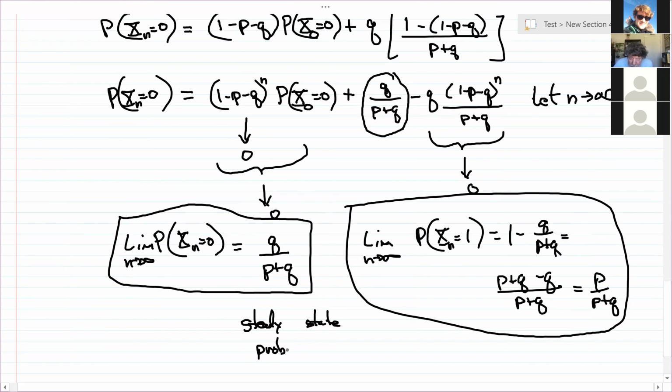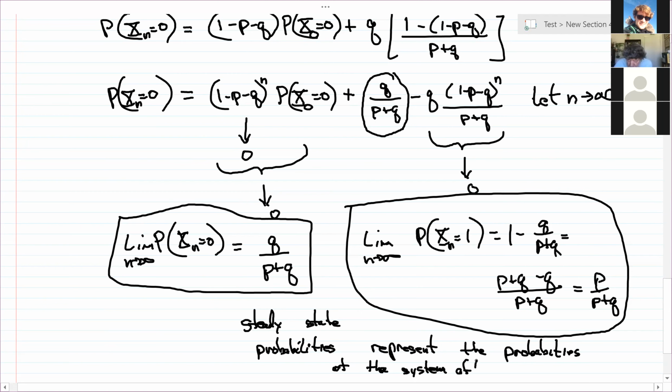And they represent the probabilities of the system after a period of time.